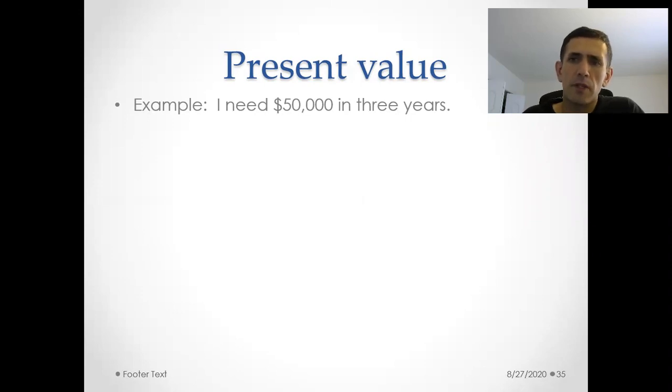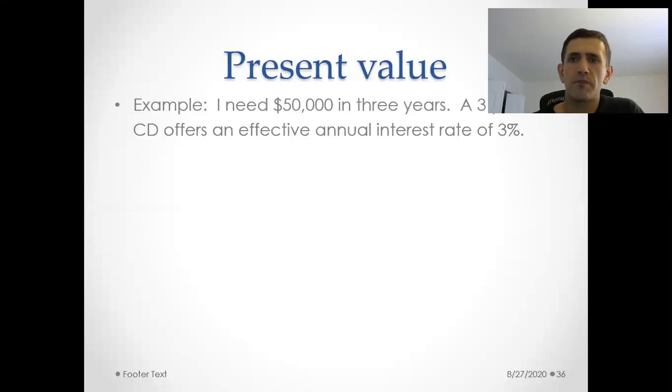So the concept is best illustrated through an example. Let's say I need $50,000 in 3 years. A 3-year CD offers an effective annual interest rate of 3%. So if you don't know what a CD is, it's a certificate of deposit.